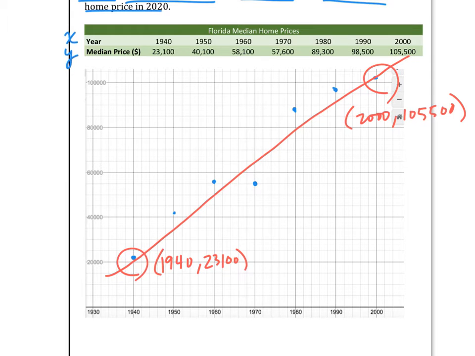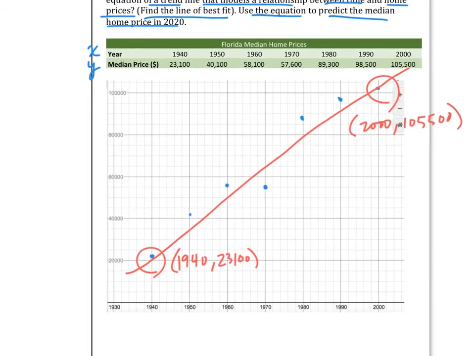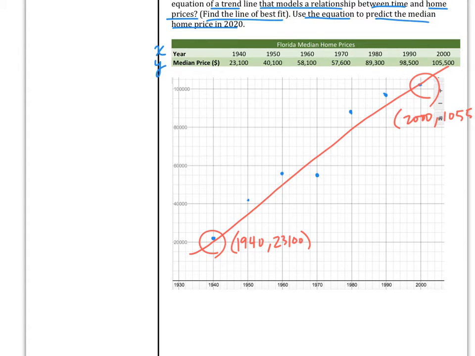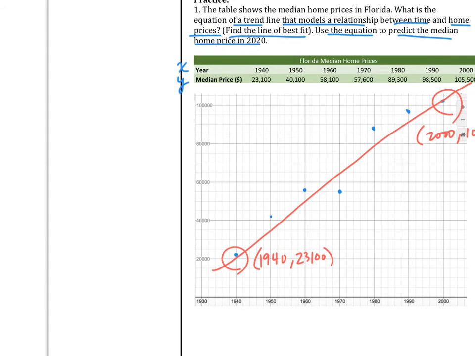So then from these 2 points, can you create a line of best fit? Of course. All you need is a slope, and then you just need one of the 2 points to create a line. So I'm just going to use these 2 points. So the slope is going to be 105,500 minus 23100 over 2000 minus 1940. We probably should use the calculator on this one because the numbers are so big. And you can either leave it in fraction or calculate it to the decimals.